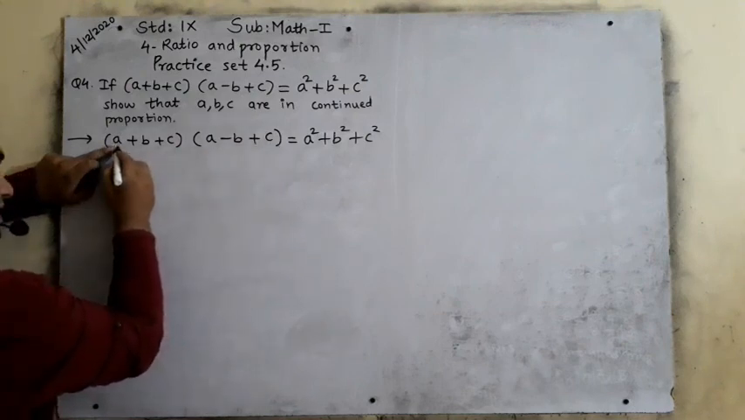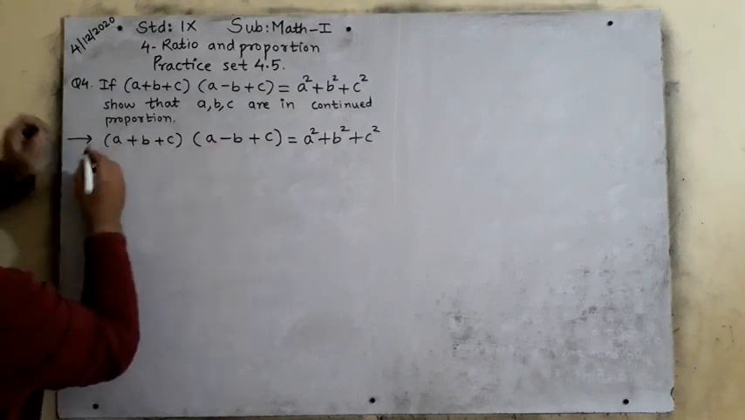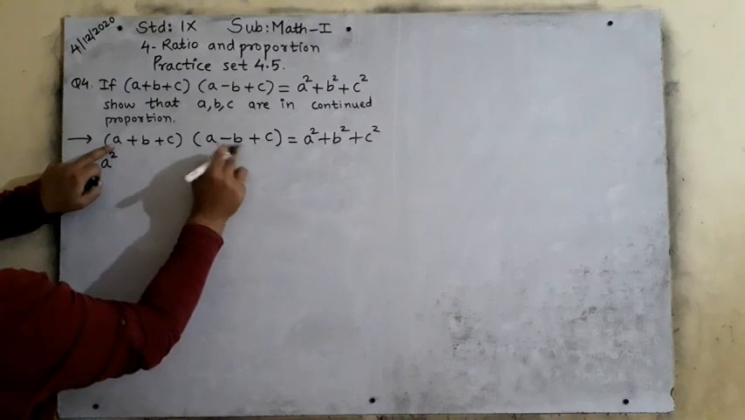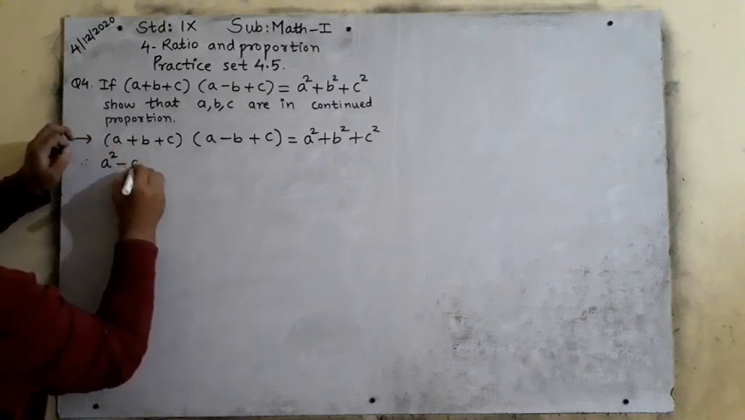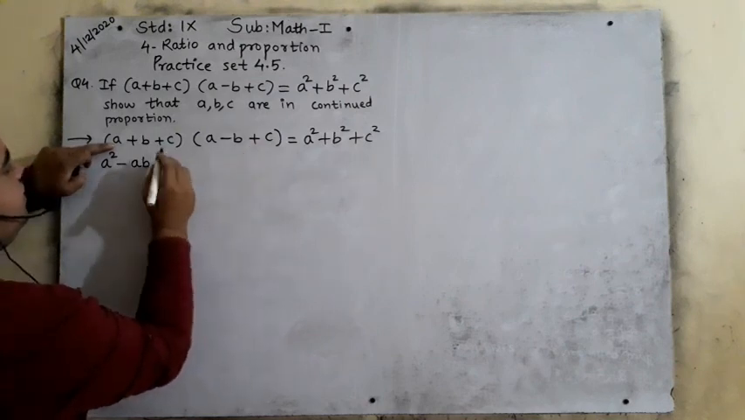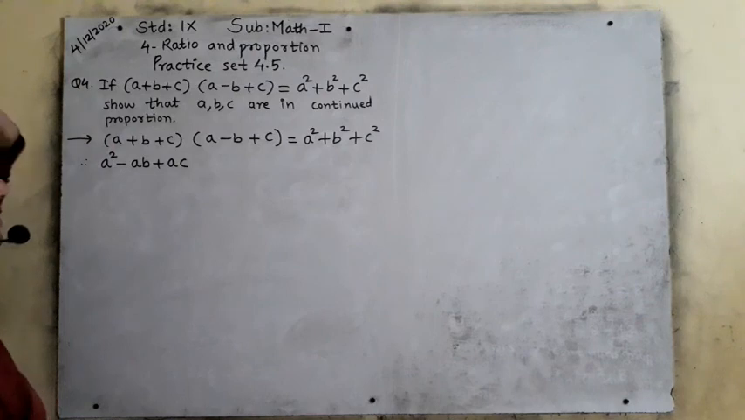See, we will multiply this A to this bracket. Pay attention. A multiplied to A is A square. Now this A will multiply to this minus B, so it will come minus AB. Now this A will multiply to this plus C, it will come plus AC. Okay, now the A term is finished.